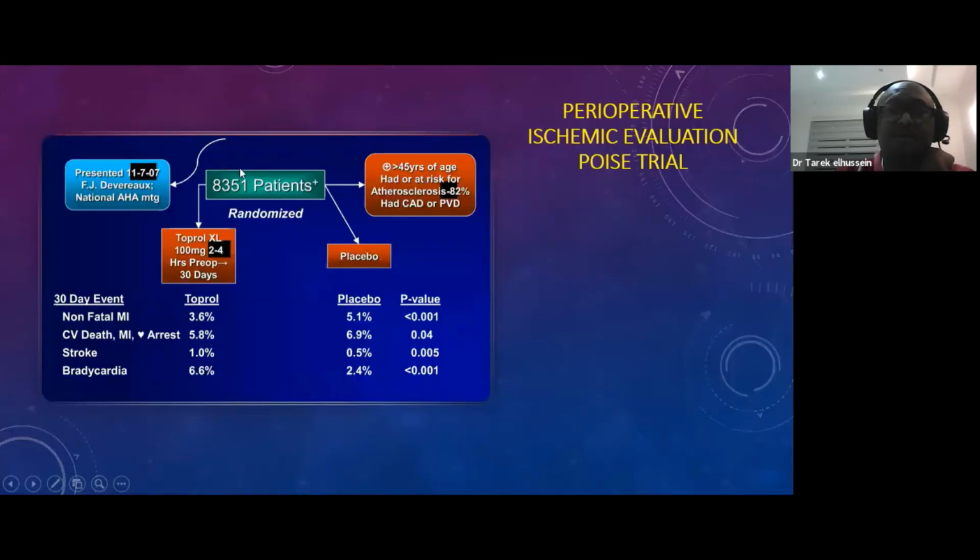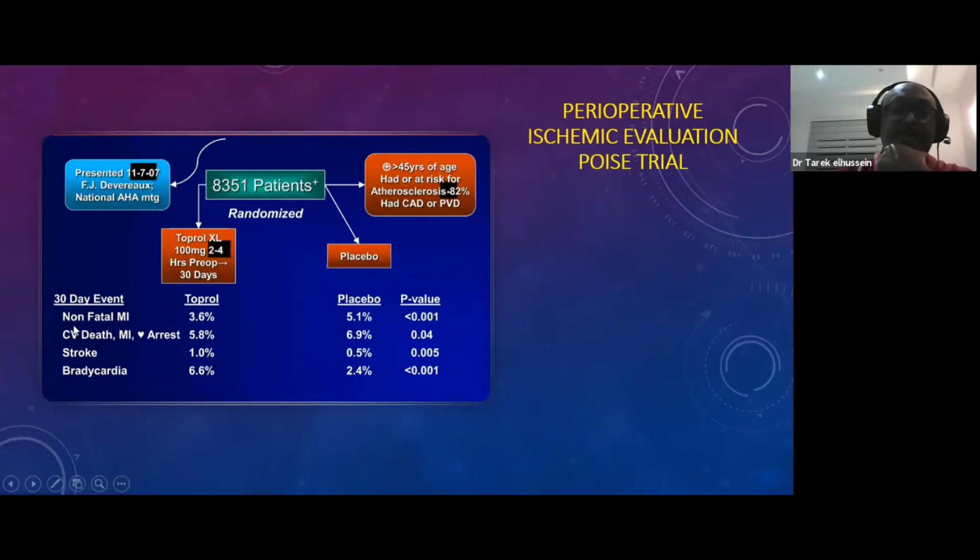So in the POISE study, they looked at 8,000 patients. They randomized them into extended-release metoprolol, which is a sustained release metoprolol. This is not licensed to use in the Middle East, but it's licensed in the USA. It has a prolonged effect and used at a dose of 100 milligram to 200 milligram twice daily. And they gave the patients these in a randomized fashion versus placebo, and they looked at the adverse events.